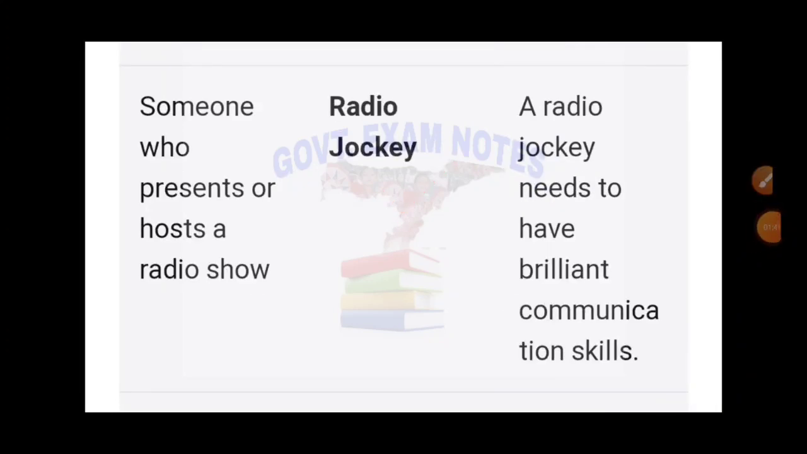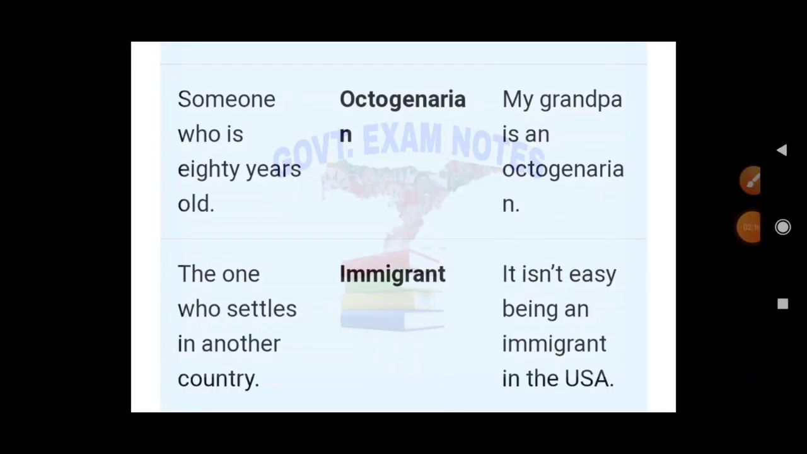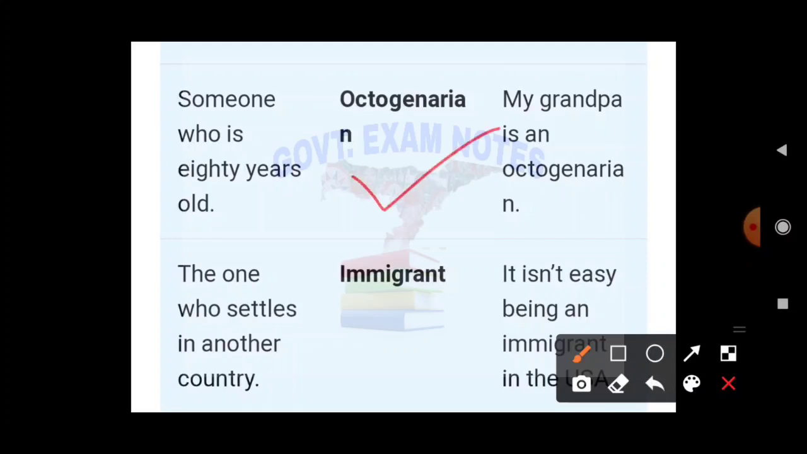Next is radio jockey. Someone who presents or hosts a radio show is called a radio jockey. In short, we call this RJ. Like RJ Ronak, who is popularly called Baua, and like RJ Pahi, you have heard. So that is the full form of RJ: radio jockey. Next is someone who is 80 years old. So someone who is 80 years old is called octogenarian. Remember the word octogenarian. And someone who is 100 years old is called centenarian.